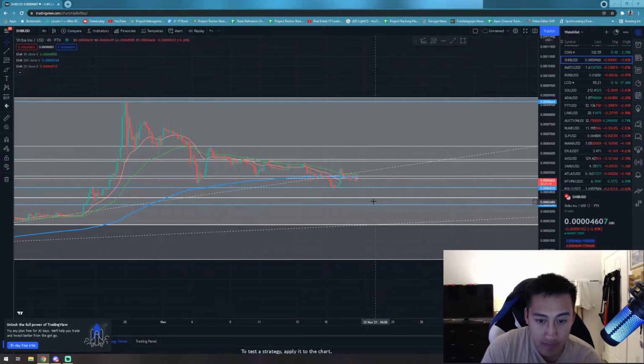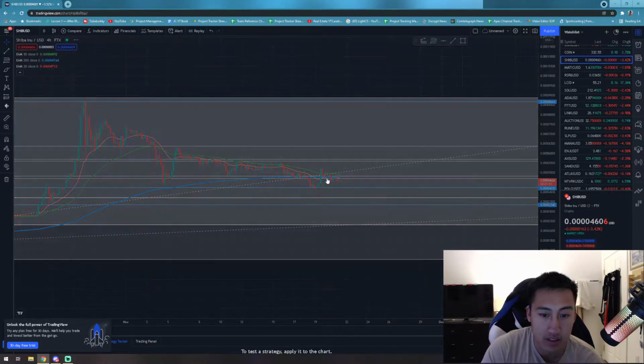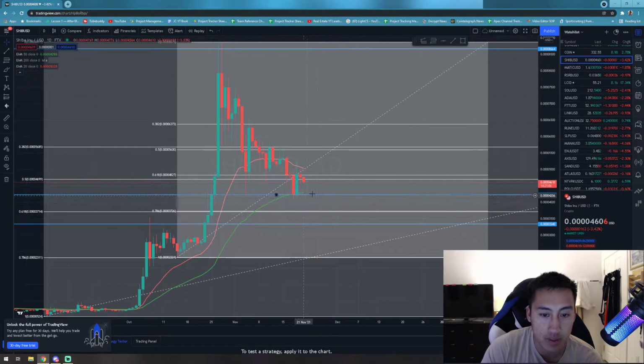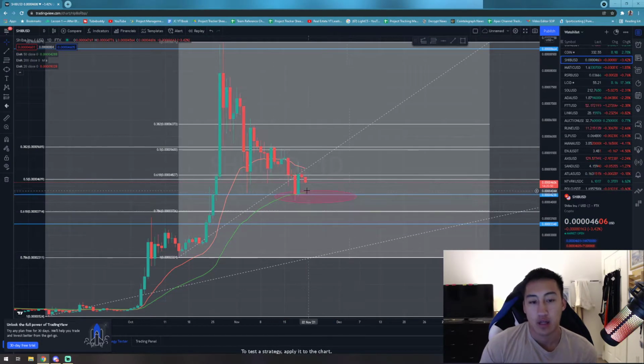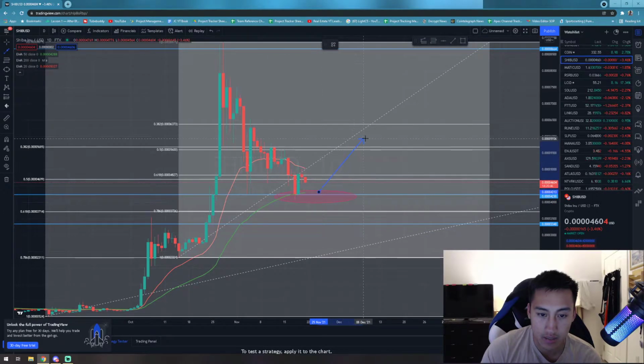So as long as it doesn't break this support level here, I wonder if I could just change it to the daily here. It might be easier for you guys. So as long as it doesn't break this support level, let me draw this out here. Hopefully, as long as it doesn't break this support level here, then potentially we'll be able to see the price start going back up, okay?